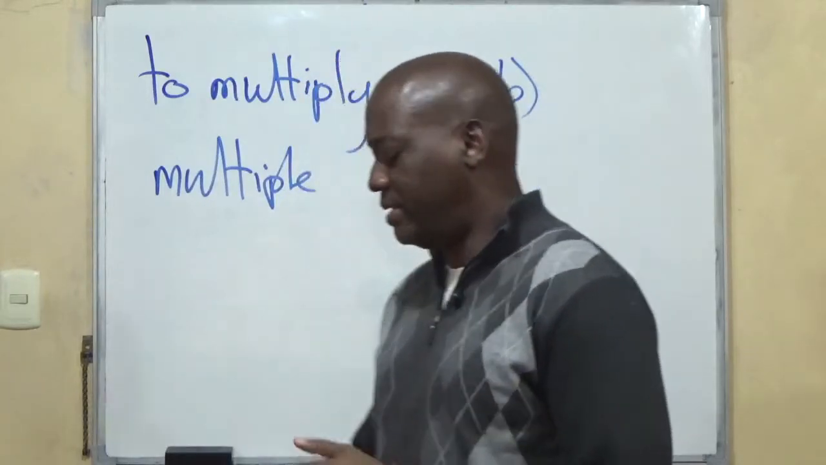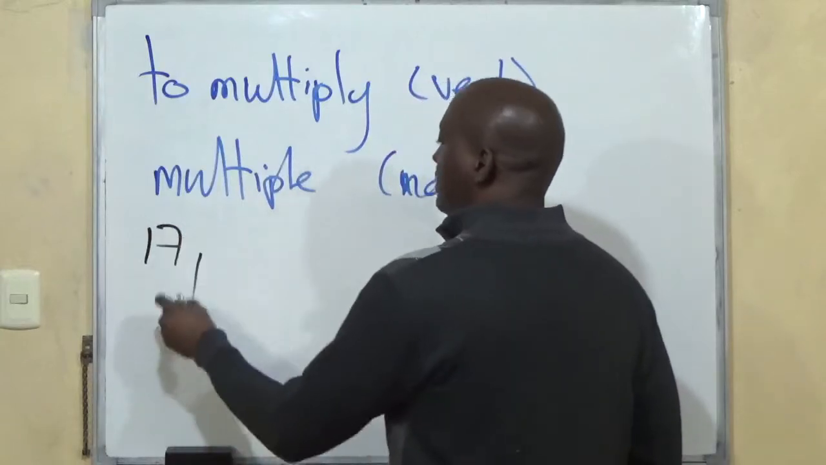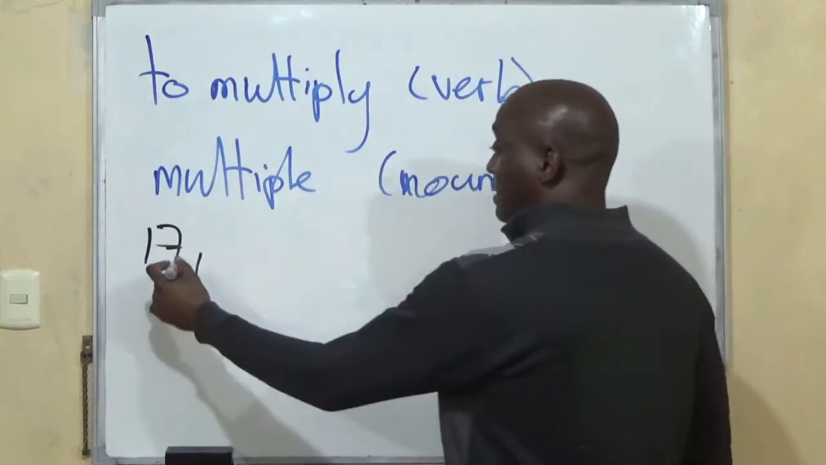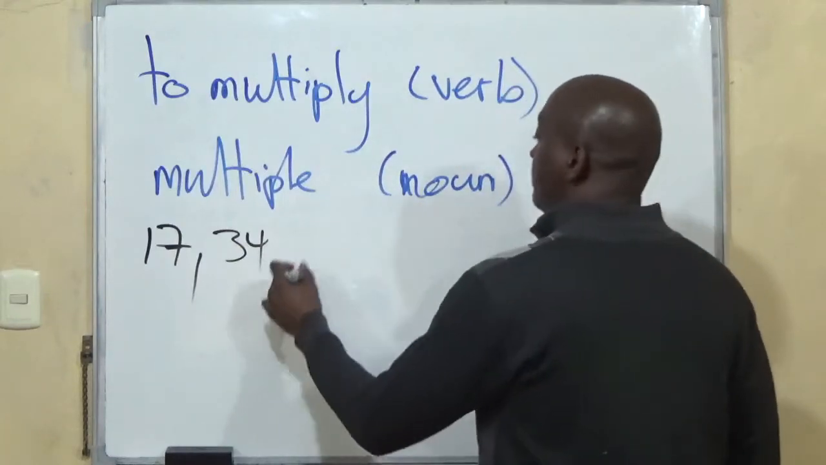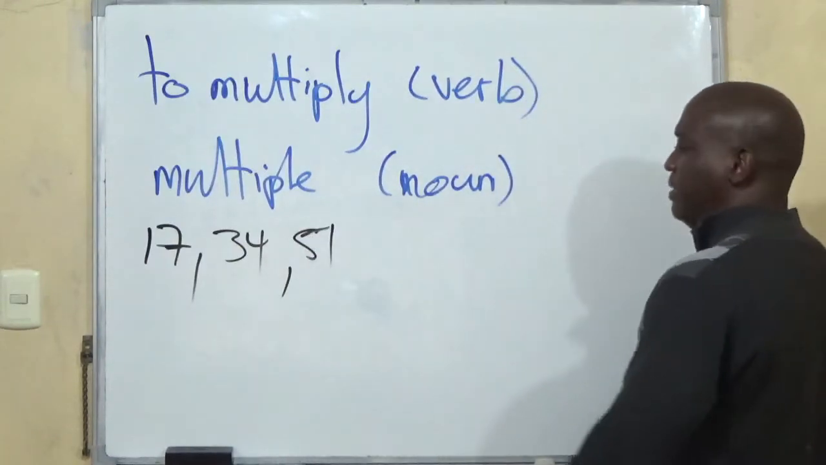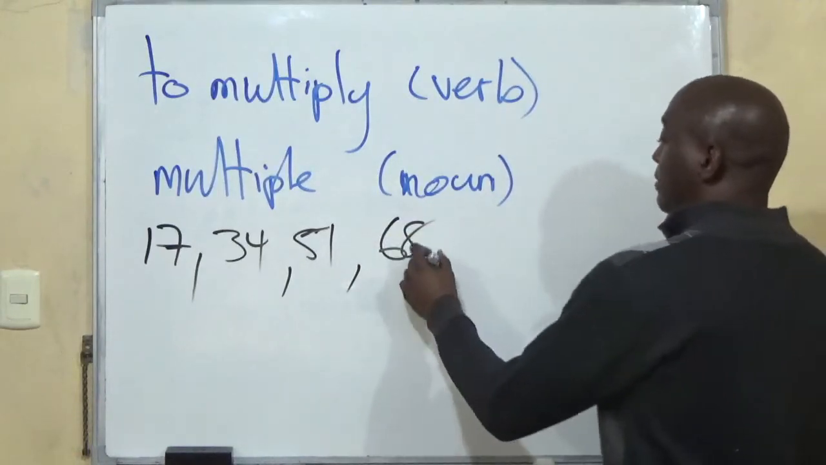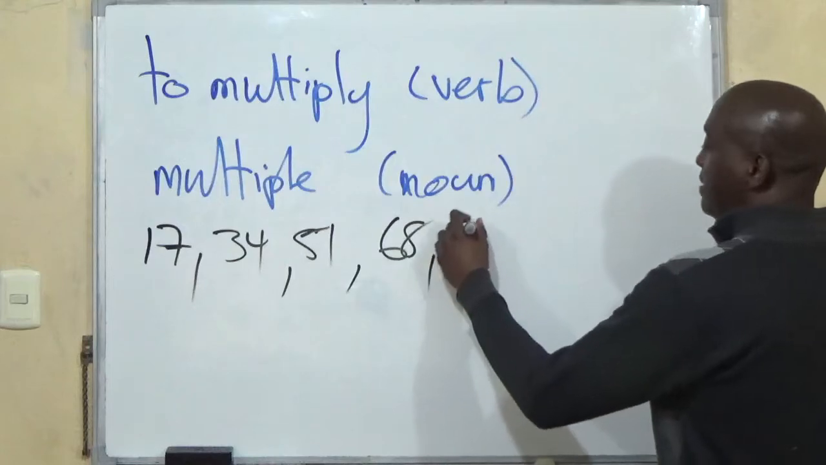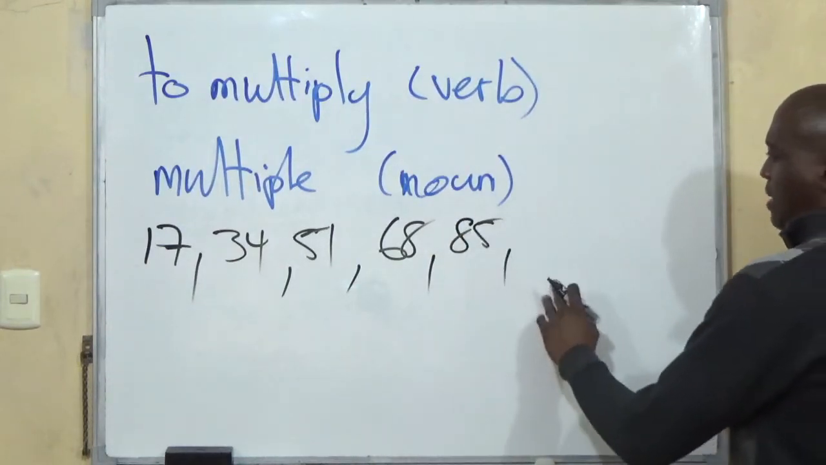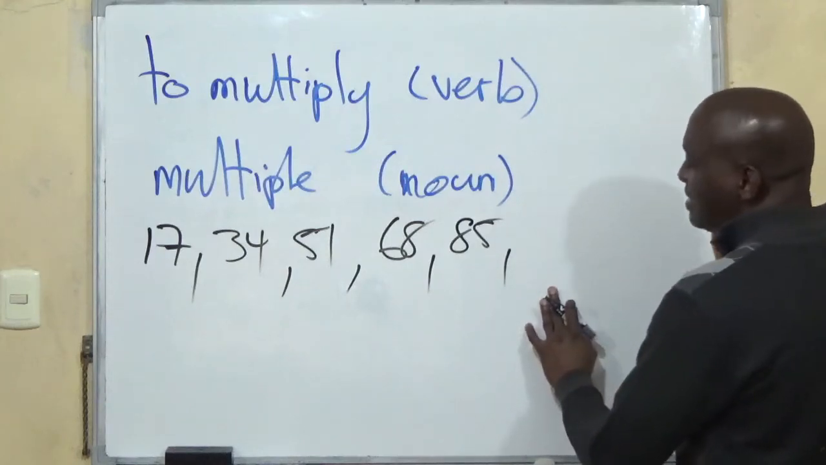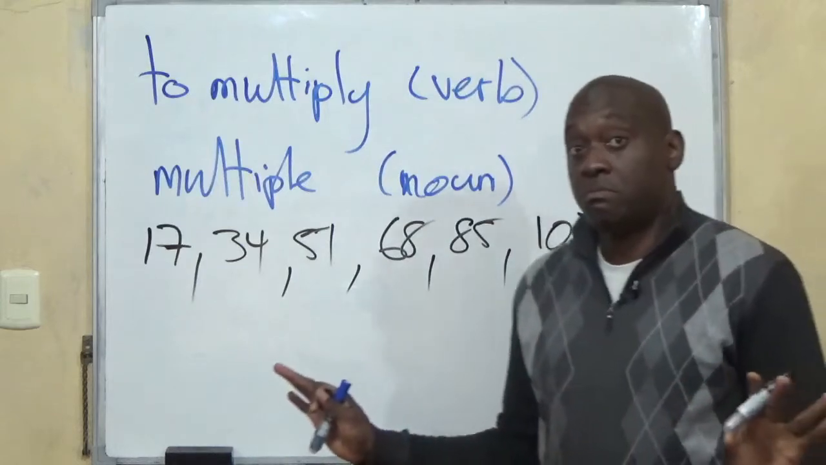If you want to list the multiples of 17, 17 by 1 is 17. 17, that's your first multiple. 17 by 2 is 34. That's your second multiple. 17 by 3 is 51. That's your third multiple. 17 by 4 is 68. As the fourth multiple, 17 by 5 is 85. That's the fifth multiple. 17 by 6 is 102. That's the sixth multiple.